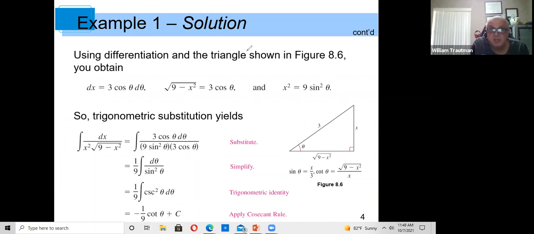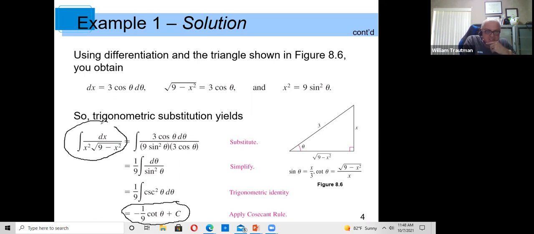Now we're not done. This is really important now. We are not done. Can somebody tell me why this is not the final answer? Why we are not done? It has to do with the original problem. We need everything in x's. We need our answer in x's here. So what's next is now we're going to use the triangle. This is the last step.